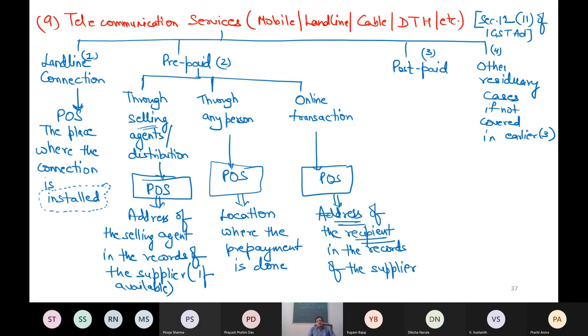So in case of landline, the place where the landline connection is installed. In case of prepaid, we have three different cases to see. Check, is the prepaid done through a selling agent, or is the prepaid done through online transaction by you yourself, or is the prepaid done through any other person? Through online transaction, by you, by the recipient himself, you can say.